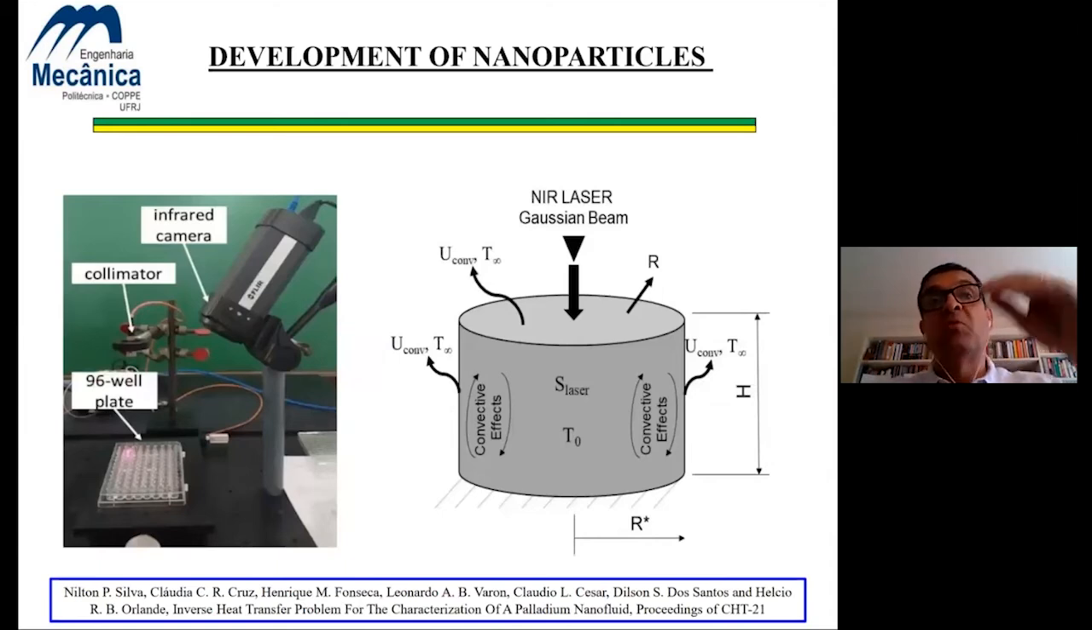Then the same experimental technique was applied for an inverse problem with the Metropolis Hastings algorithm of the Markov chain Monte Carlo method to estimate the absorption coefficient of the produced nanofluids. The measurements were taken, again, at the surface of the nanofluid with the infrared camera. And for the inverse analysis, we have used a model that takes into account convective effects inside the heated nanofluid.